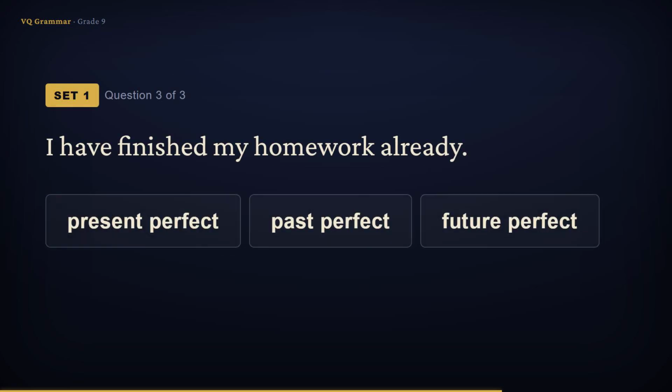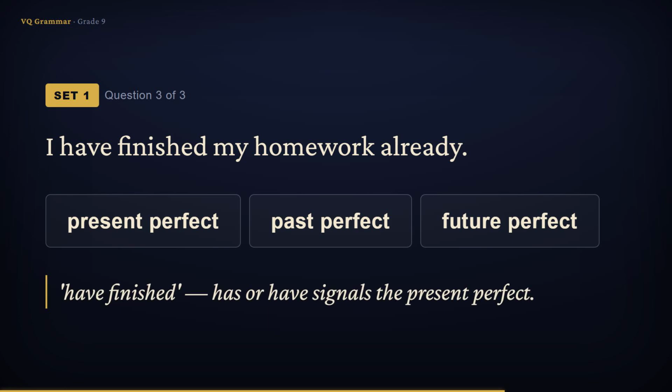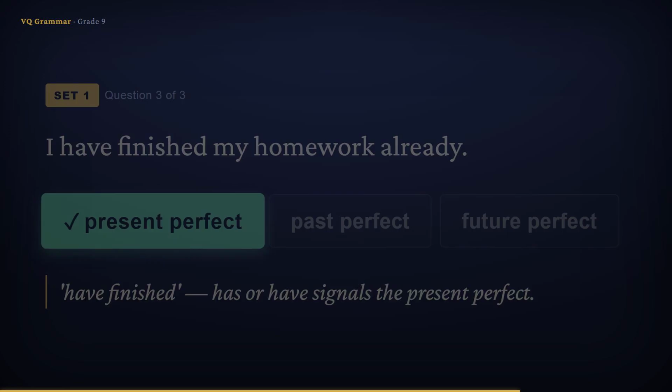I have finished my homework already. The verb is have finished. Have in front of the participle is the mark of the present perfect, an action completed at some point up to now. So this is the present perfect.